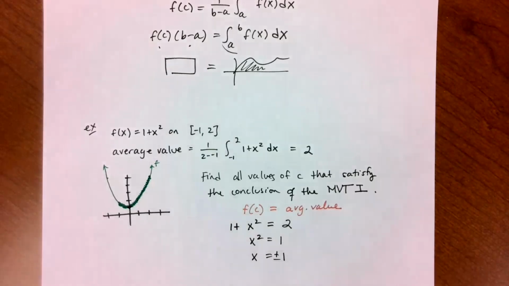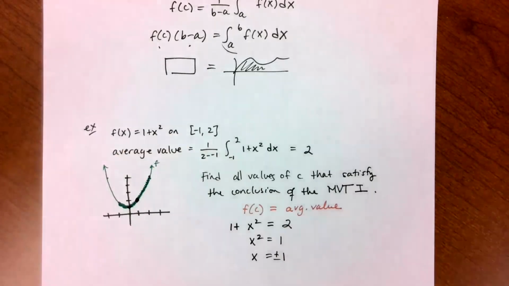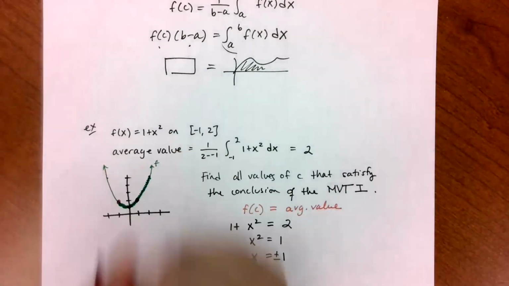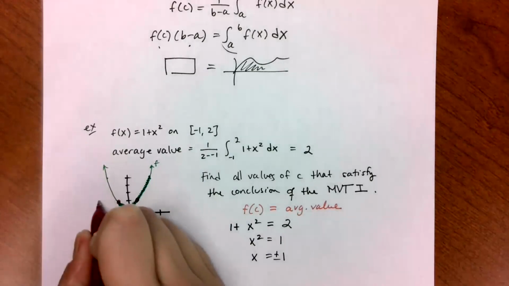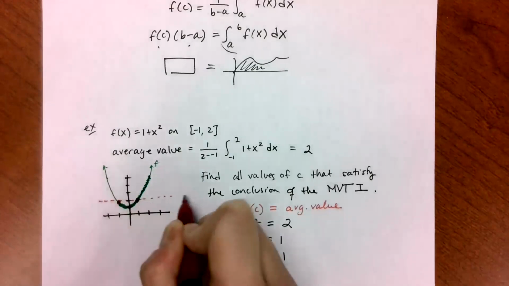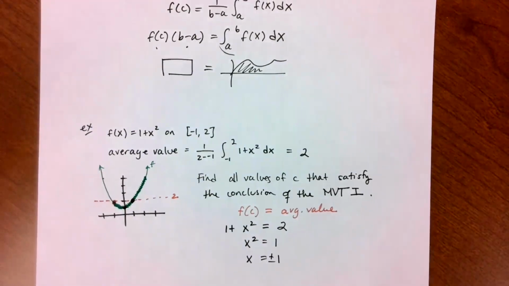And let's look at them on this graph here. In this image, x equals +1 is this point right here, and then x equals -1 gives us this point here. These are the 2 points whose height is 2, which is the average value. So this is my answer to the question asked.